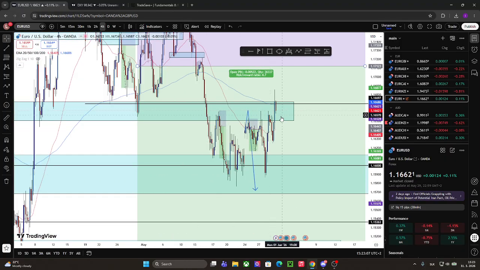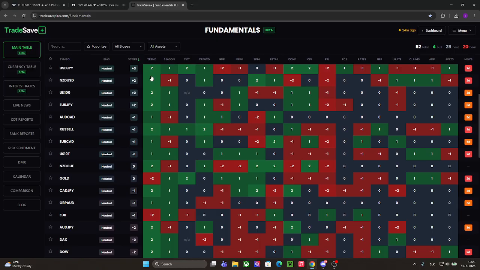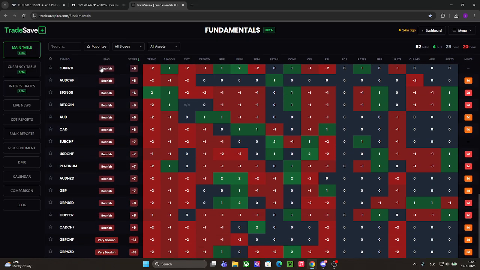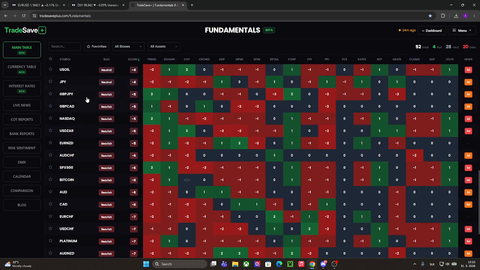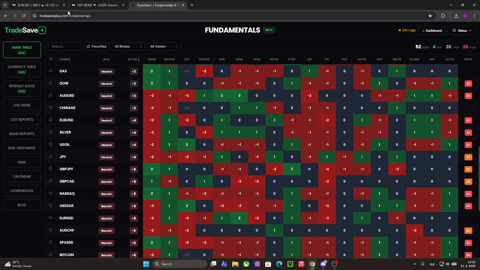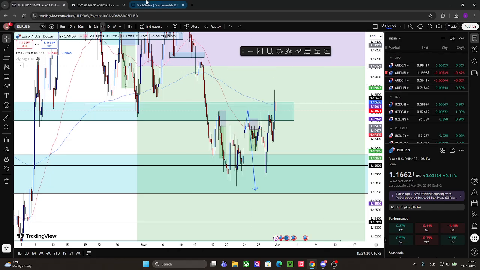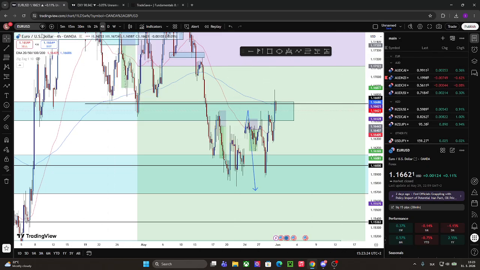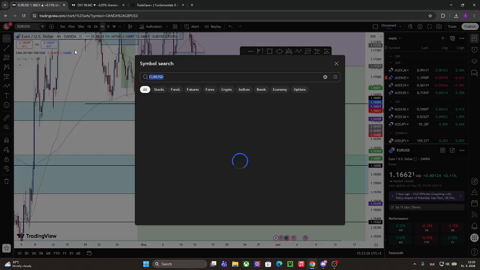EURUSD, I've said, is messy right now. Nothing really there, but it is kind of neutral to bearish. Right now I'm thinking price is going to go up for liquidity, and then we just start to sell back down with it. That is what I'm looking at.